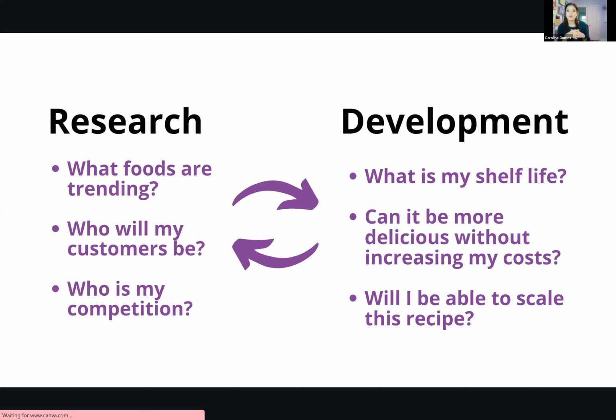So when I ask you, can it be more delicious without increasing my costs? Meaning, can you have a different flavor variation that's going to keep your shopping list the same? It's not going to increase your costs. So what can you do to add variety, or make it better, without spending more money? Sometimes that happens in the method in which you cook something, or the way in which you prepare something. That affects flavor, and that's not a money thing.